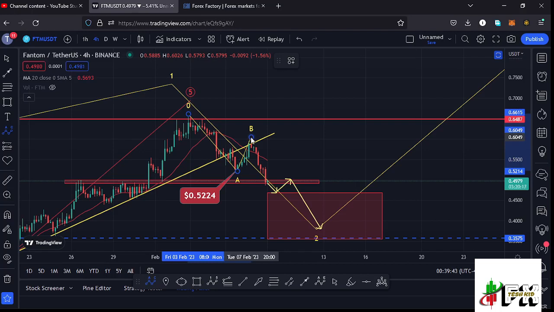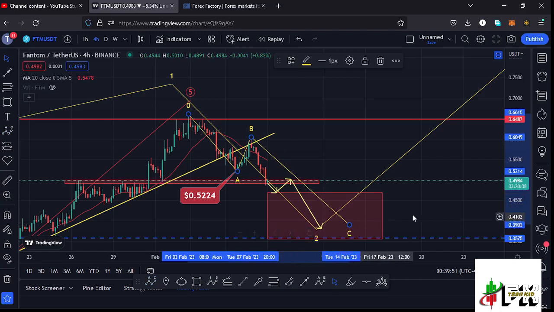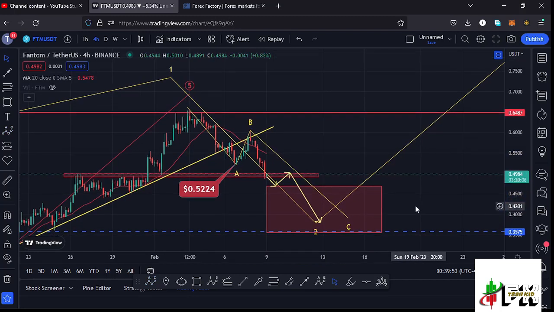And whatever we expect next after seeing the high for that wave B is a movement to the lower side in the formation of that wave C, which should fully maximize our red target area and also complete the formation of that larger Elliott wave count 2.